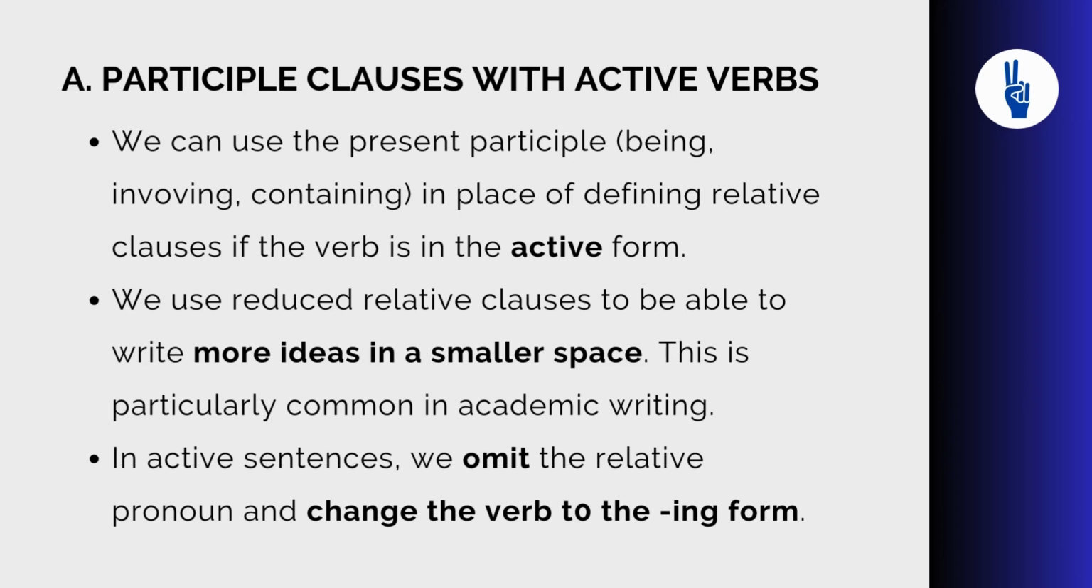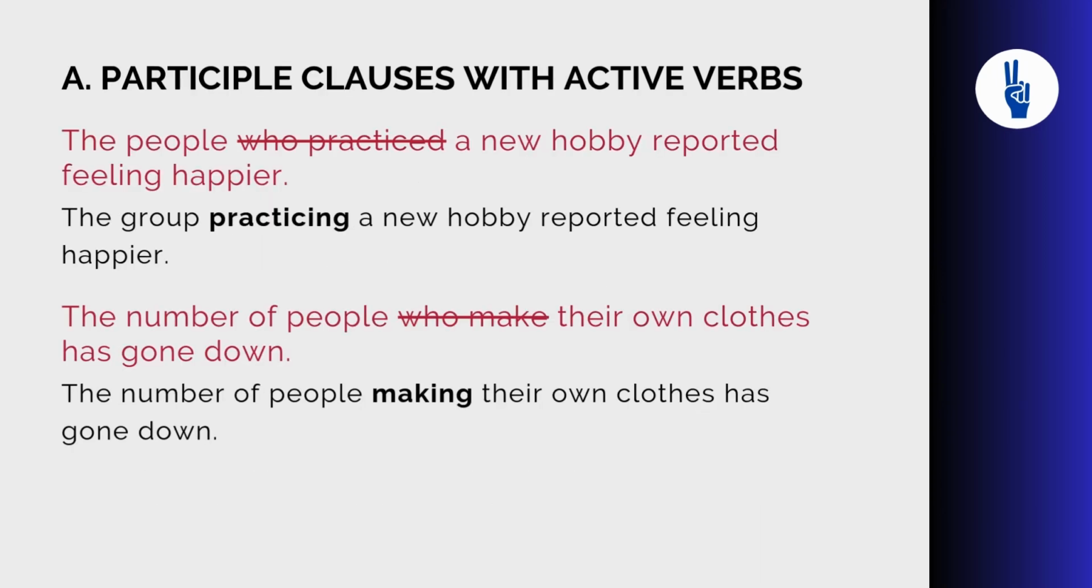In active sentences, we omit the relative pronoun and change the verb to the -ing form. Take a look at these examples. The people who practiced a new hobby reported feeling happier. The group practicing a new hobby reported feeling happier. The number of people who make their own clothes has gone down. The number of people making their own clothes has gone down.